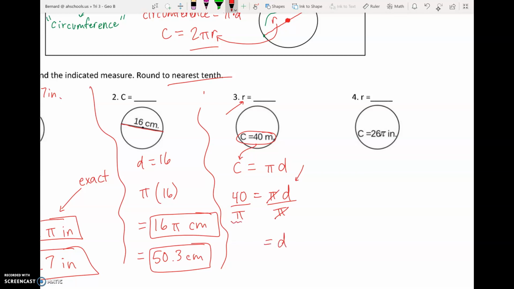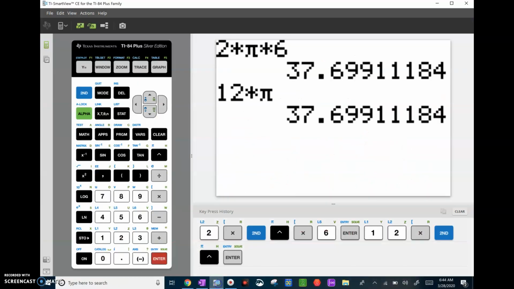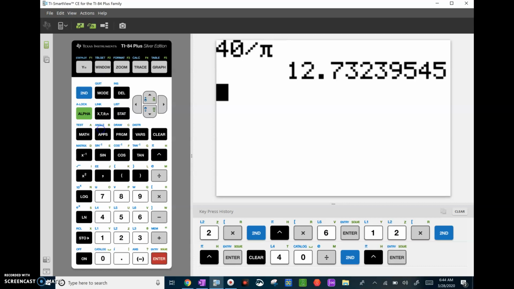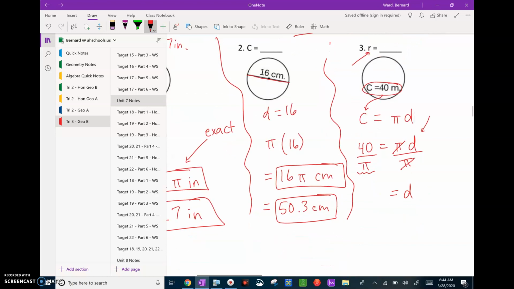And I just need to type 40 divided by pi into my calculator. So let's do that. 40 divided by, and then remember the second button and that triangle. So 40 divided by pi, and we get 12.7. So I'll come back here, and I will write down that my diameter is 12.7. Remember, they asked for the radius though.